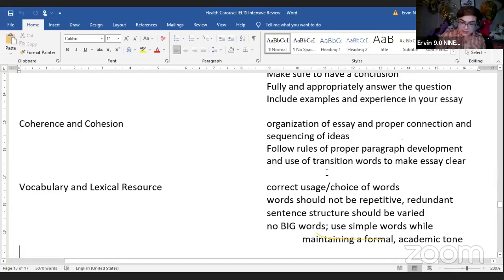Now, let's begin with the first line, and it says correct usage, correct choice of words. Here we go. A lot of people tend to use big words only for the purpose of impressing the examiner. But did you know IELTS is not about impressing? What is IELTS about? IELTS is about expressing. So when you express, you usually pick the most appropriate terms. And more often than not, big words are not welcome in the IELTS.